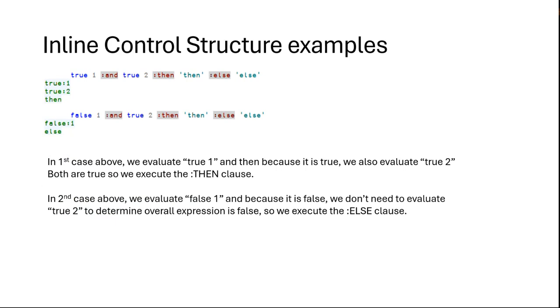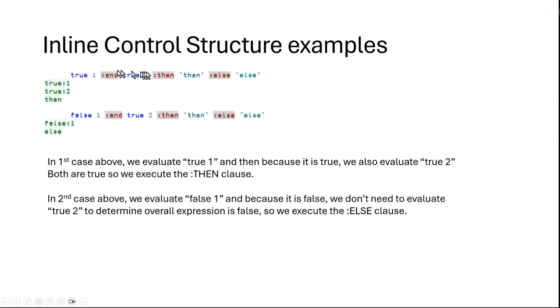Here's a case that's using the and construct along with the then and else keywords. In the first expression, we evaluate the statement to the left of the and, which is true 1. We know that we've executed that because of the first output that we see, which is true : 1. The argument to the true function gets displayed following the colon. Then because it was true, we also have to evaluate the second expression, true 2, to find out if it's true or false, in order to determine whether we want to execute the then clause or the else clause. Since we're calling the true function, it's going to return a 1.